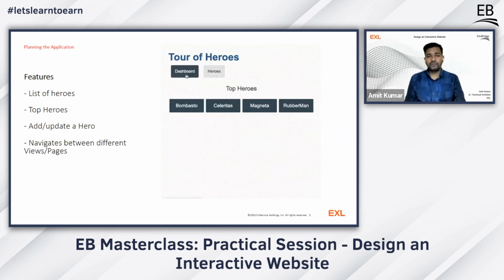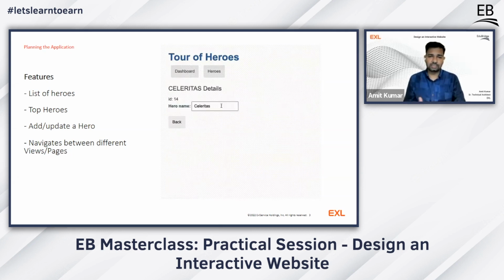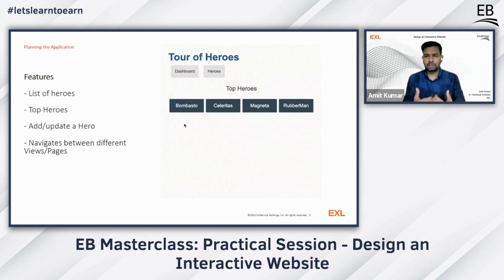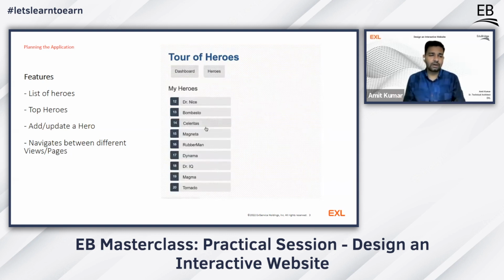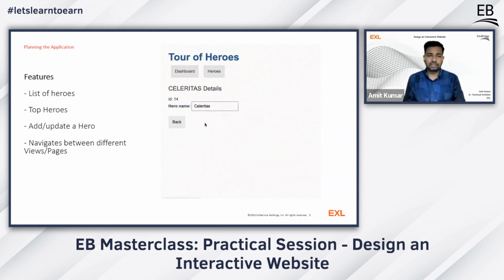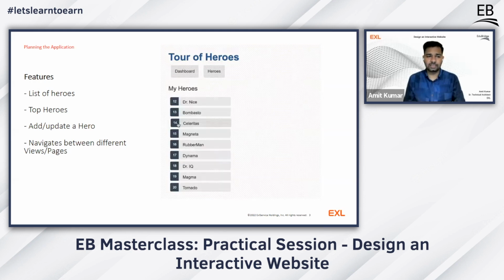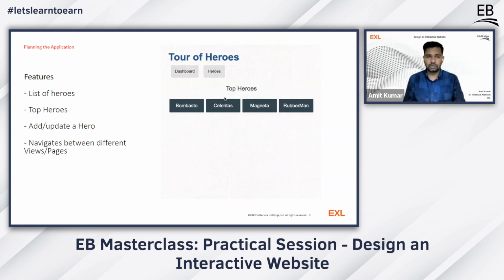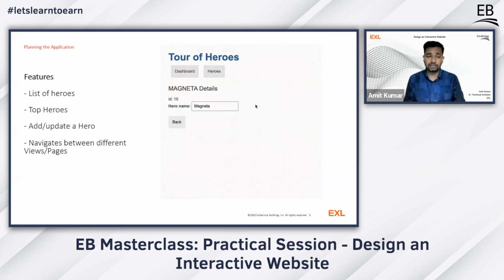You can see what features we are going to have in this application. Definitely, this is a kind of listing directory of heroes. And not just heroes, you can treat it as any item, a list of items, a list of users, anything could happen. This is just an example. So in the feature section, you can see a list of heroes, top heroes, and add or update the hero.